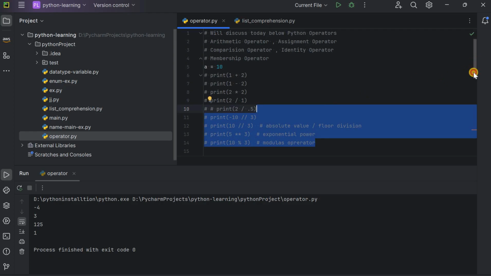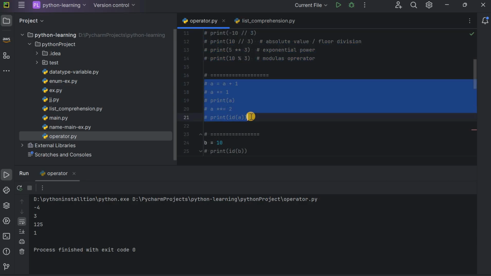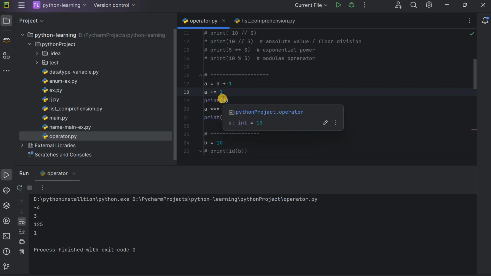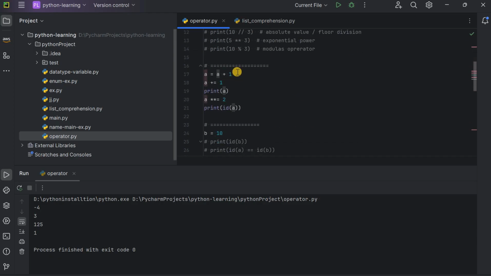Now I'm going to assignment operators, right? Let's hold for a moment. So now we come to assignment operators. Let's suppose we have already defined A equal to 10. If we want A equal to A plus 1, the output would be the same, right?